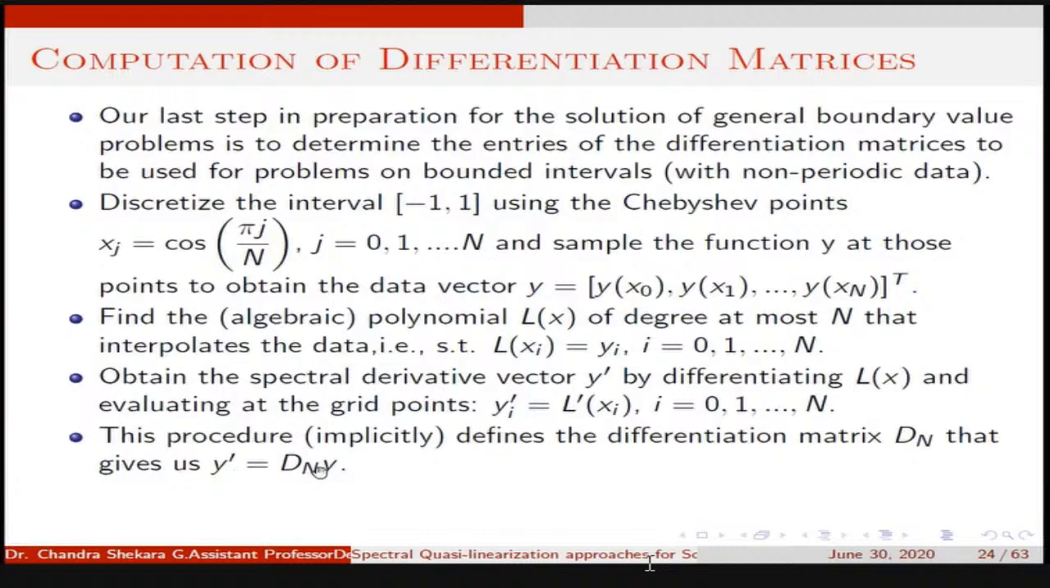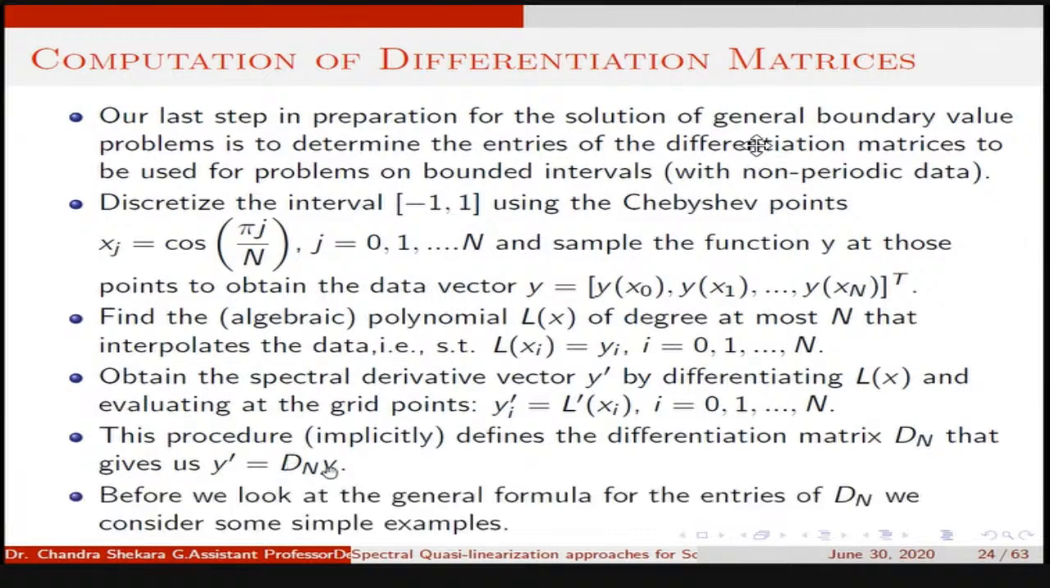So this is the mapping I mentioned in the beginning. This spectral collocation method is nothing but a mapping of the functional values to derivative values. That mapping is called the spectral differentiation, the differentiation matrix, this capital D. Before taking examples, let me show how to calculate this differentiation matrix D for some examples.